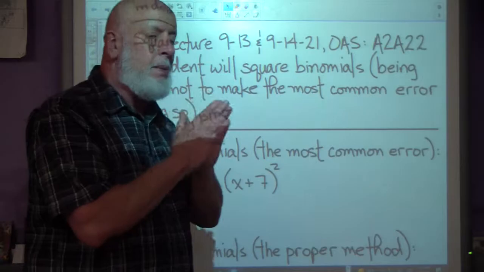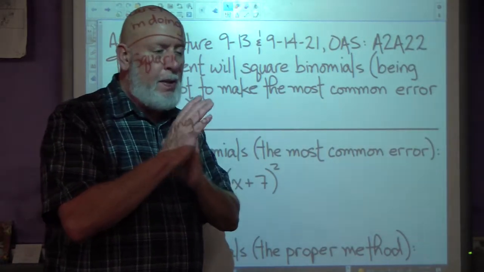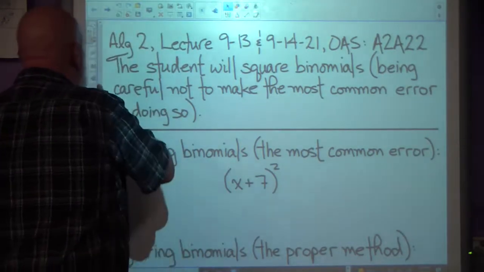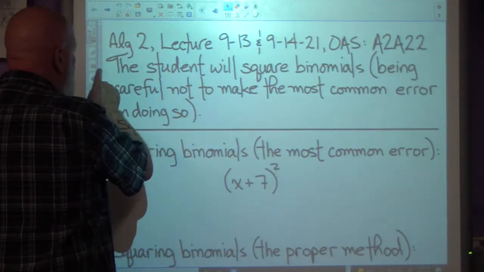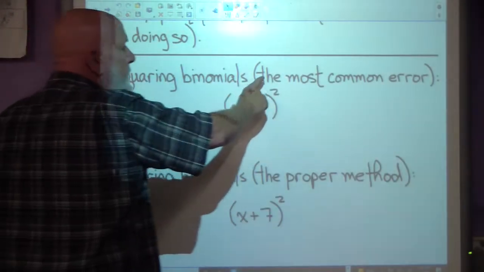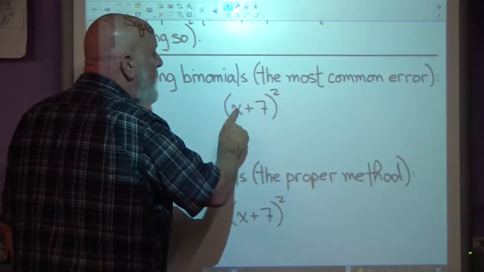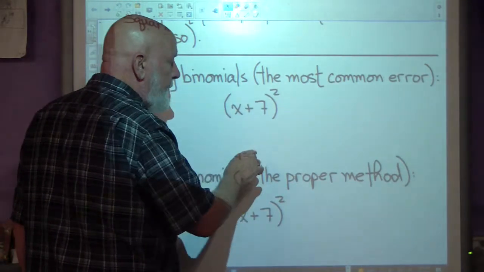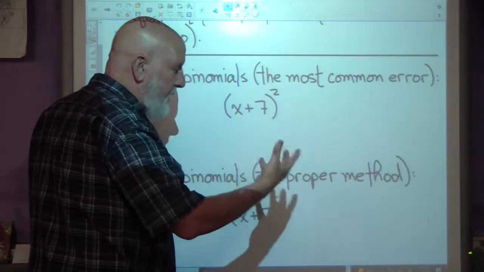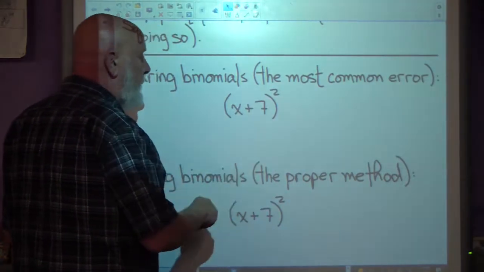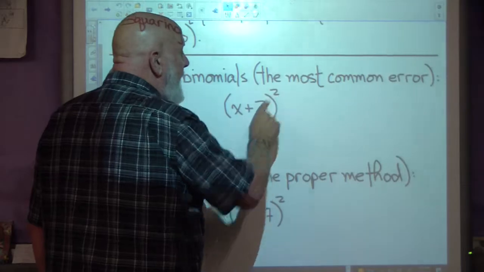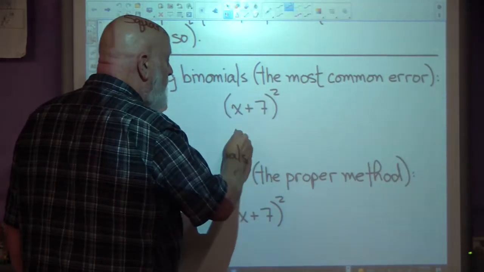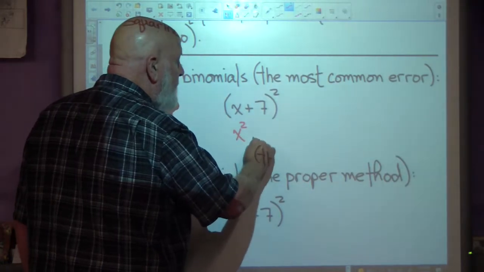Okay, I promise you'll see this on the ACT, and the most common error will be one of the choices that they'll offer you. So I want to show you the most common error. Squaring binomials, the most common error. Well, squaring a binomial means you have usually a variable plus or minus some constant, some number. A constant is a number, a variable is a letter, generally speaking. And we're squaring it. The most common mistake kids make when they square binomials, they'll say, okay, we'll square this one, and we'll square this one.